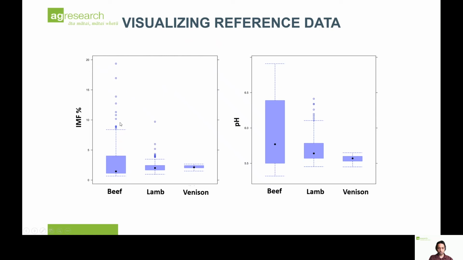So if you look at this box plot on the left hand side, which is about IMF percentage, there's a good spread for beef, a tighter range for lamb, and very tight for venison. But all of them together are giving a good range for IMF. Similarly, for pH, you see a good spread for beef, a tighter range for lamb, and a very tight range for venison. So in the case of both attributes, when we collect all the data, you are getting a very good range of IMF and pH, which is important to develop a good calibration model.